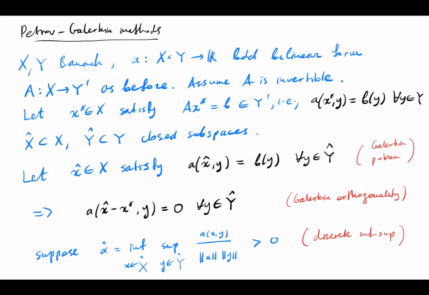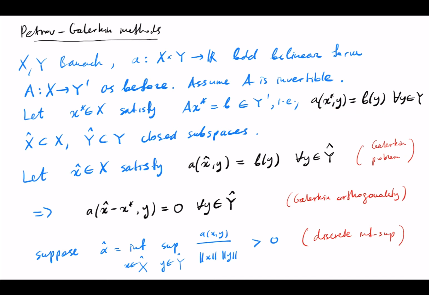Suppose we have two Banach spaces, X and Y, just like before, and we have a bounded bilinear form. And the capital A is defined as before, sending X to Y prime. And we're going to assume that capital A is invertible. We look at this problem, Ax equal to b, and x star is going to be the solution of this problem. It can be written in the variational form in this way by using the bilinear form.